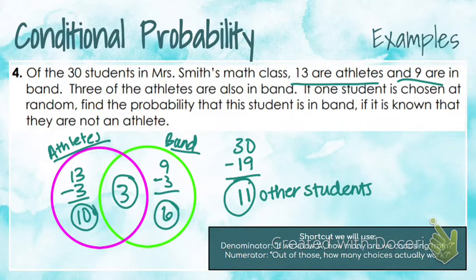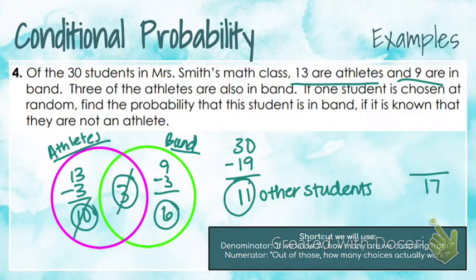All right, so now we've figured out where everybody belongs, what group they're in. So now we ask ourselves, if one student is chosen at random, find the probability that the student is in band if it is known that they are not an athlete. So if we know that they are not an athlete, how many are we choosing from? That means no one in the pink circle counts. Only the ones not in the pink circle count. So there are 17 total students who are not athletes.